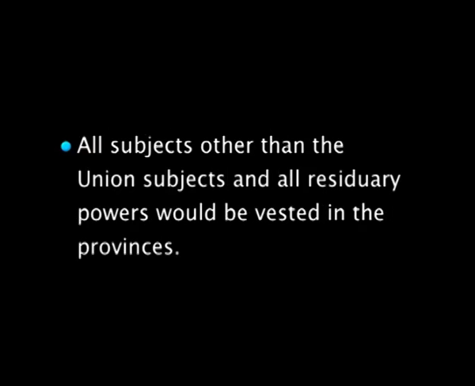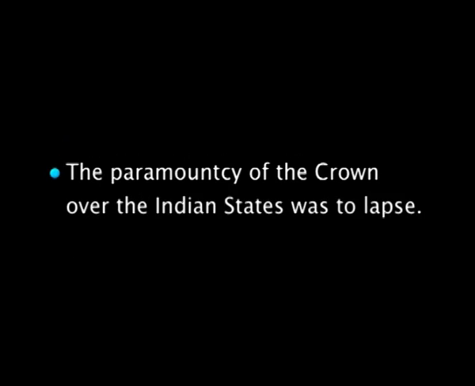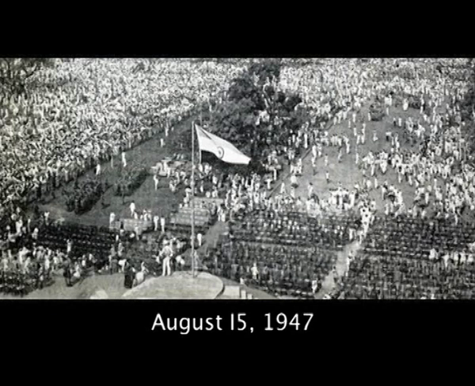All subjects other than the Union subjects and all residuary powers would be vested in the provinces. The paramountcy of the Crown over the Indian states was to lapse, and an interim government was to be set up having the support of the major political parties. The election for the 296 seats assigned to the British Indian provinces were completed by July-August 1946, with the independence of India on August 15, 1947.